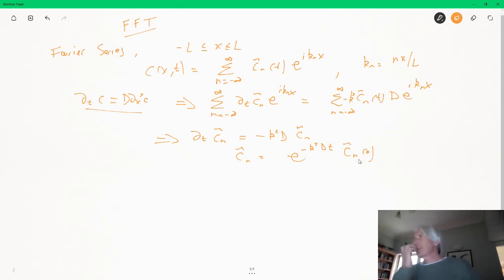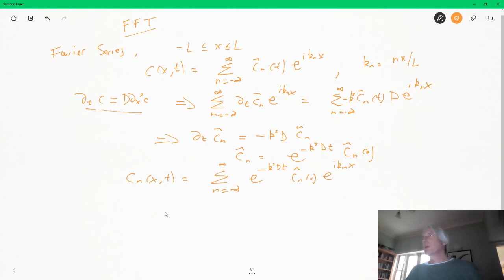Alright. So there's our solution to this equation, and we can substitute that back into here and we get an expression for c of x. So it's the sum from n equals minus infinity to infinity of e to the minus k squared D t, Cn naught hat, times e to the i k n x. Kn is just this multiple of pi here, so it's just a notation. I could have put n pi over L or something.